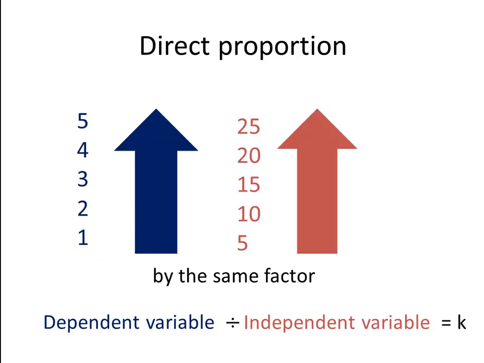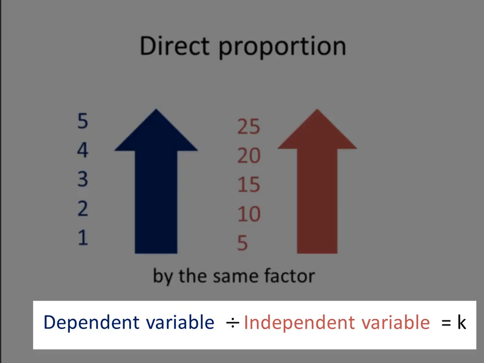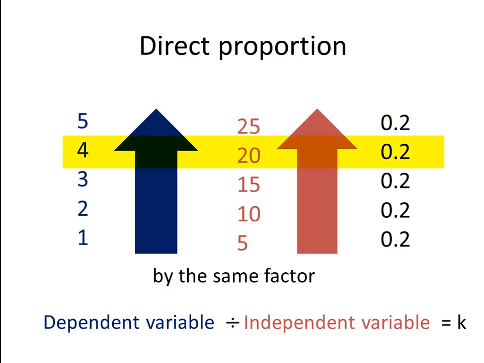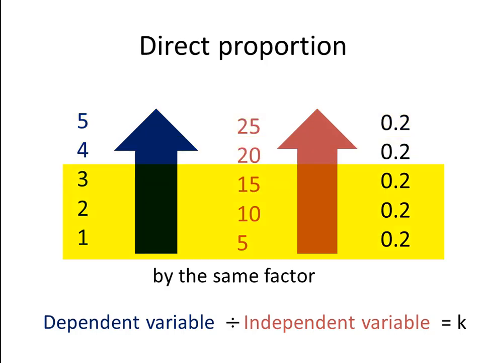But what's important to realize is that we could do it the other way around. We could rather do dependent variable divided by independent variable, and we would also get a constant. All I've done here is I've swapped the position of the dependent and independent. Instead of going 25 divided by 5, I'm now going to go 5 divided by 25, and I get 0,2. 4 divided by 20 equals 0,2. And so I can go on.